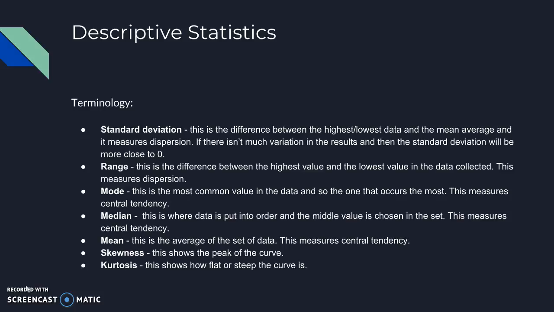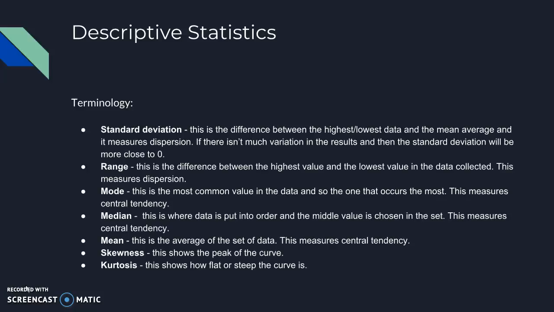So, descriptive statistics. The key terminology is the standard deviation. This is the difference between the highest and lowest data and the mean average, and it measures dispersion. If there isn't much variation in the results, then the standard deviation will be closer to zero. Range. This is the difference between the highest value and the lowest value in the data collected. This measures dispersion. Mode. This is the most common value in the data, the one that occurs the most. This measures central tendency.